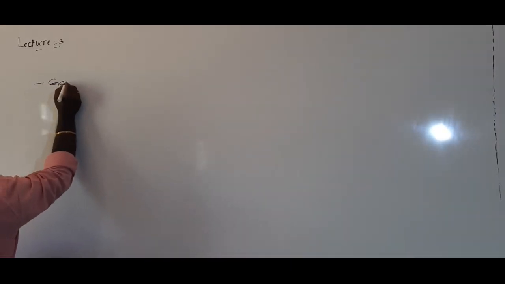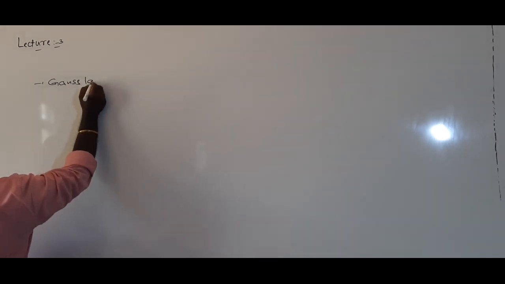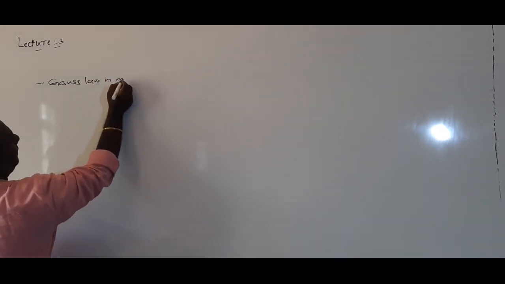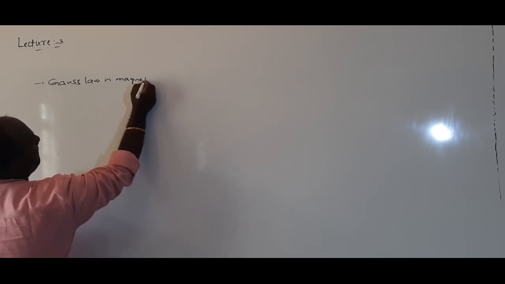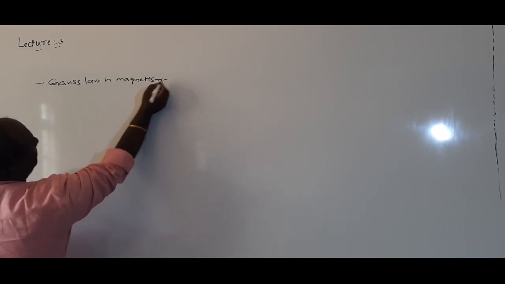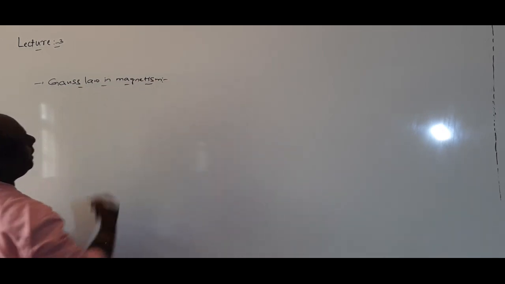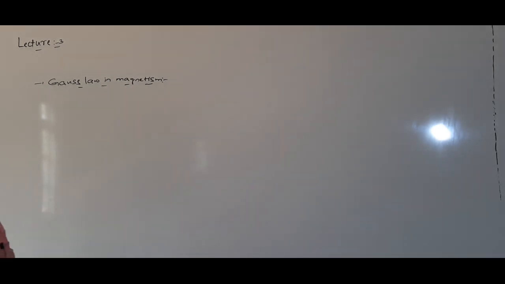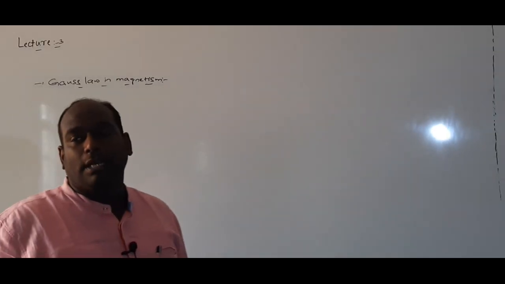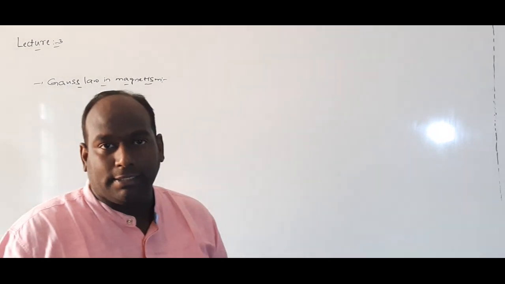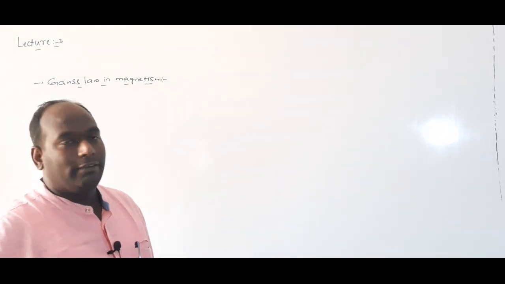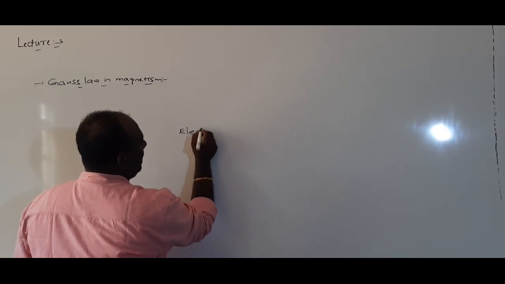Gauss law in magnetism. Before starting Gauss law in magnetism, I want to explain Gauss law in electric field or electrostatics. What is the meaning? What does it say? Gauss law gives the concept of electric flux. What is meant by electric flux? I will write the formula.